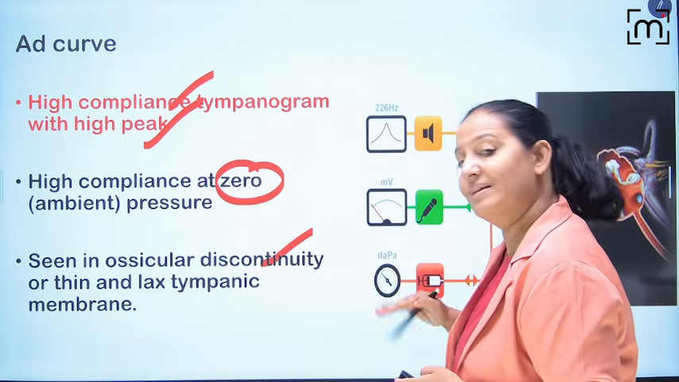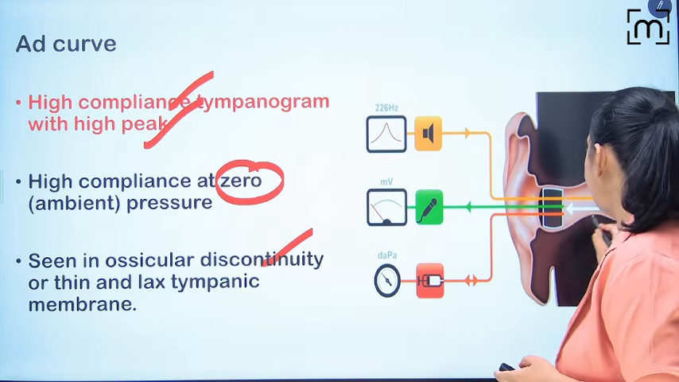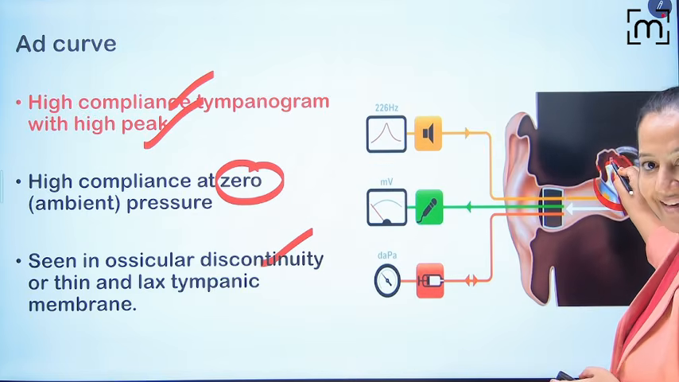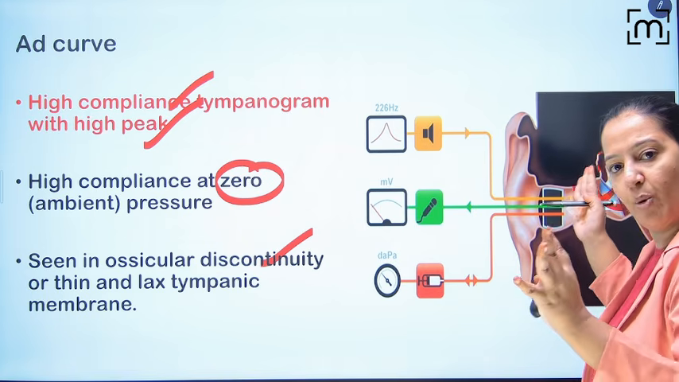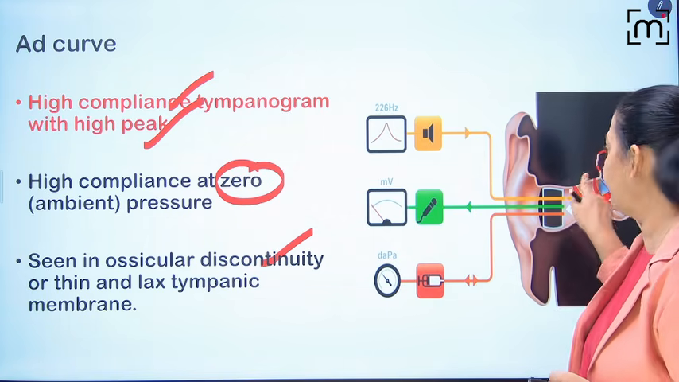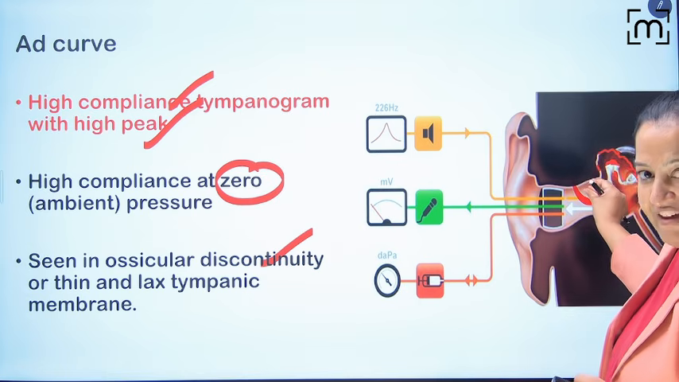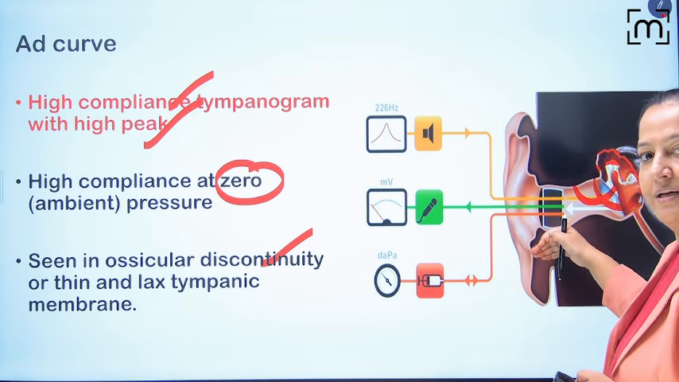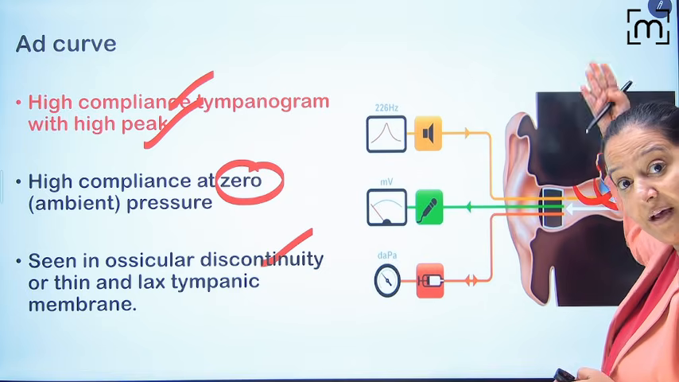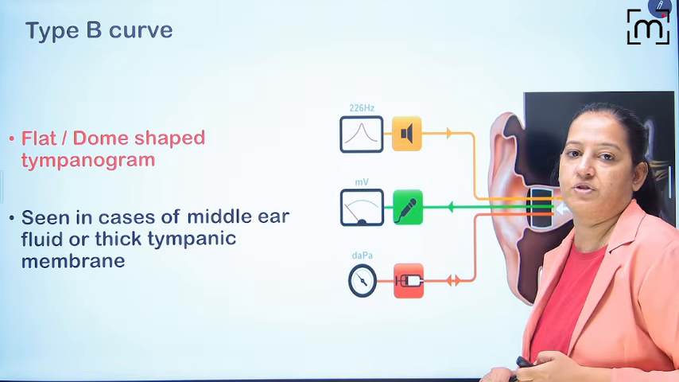It is seen in ossicular dislocation. Just opposite. If ossicles get fixed, it's AS. If ossicles get dislocated, it's AD. Both are related to ossicles. If the ossicles get fixed, compliance falls. If the ossicles get dislocated, compliance increases at 0. So this is what you have to learn.